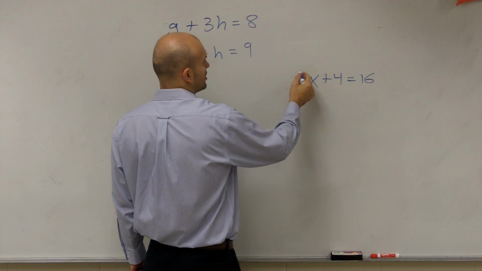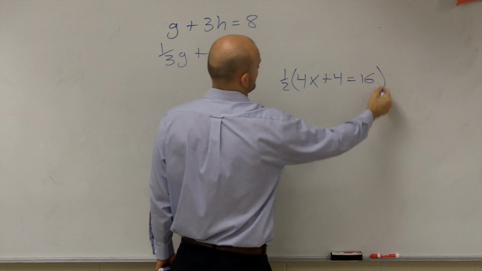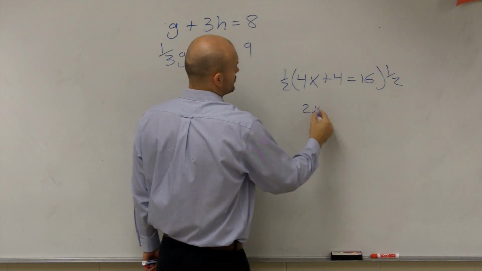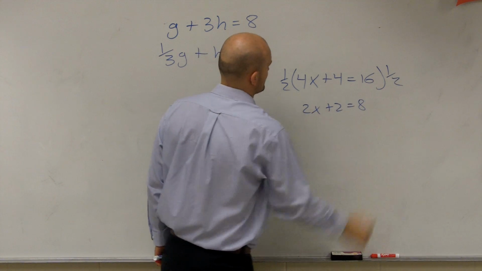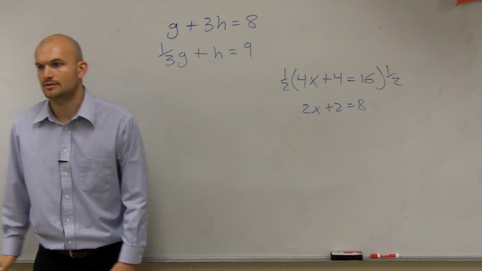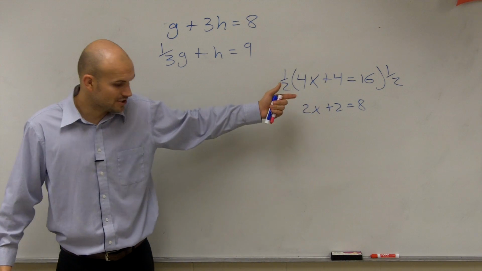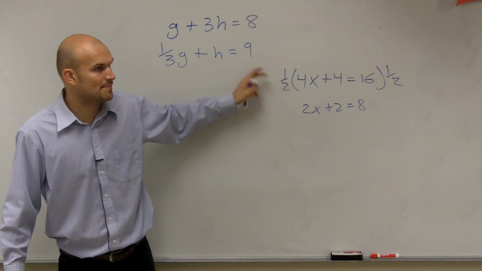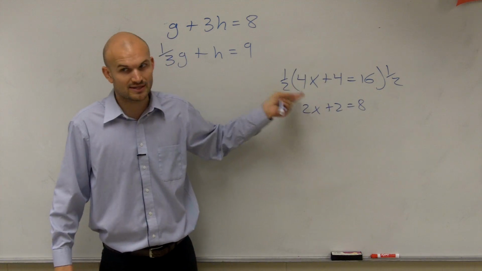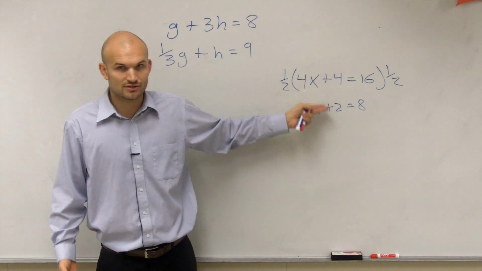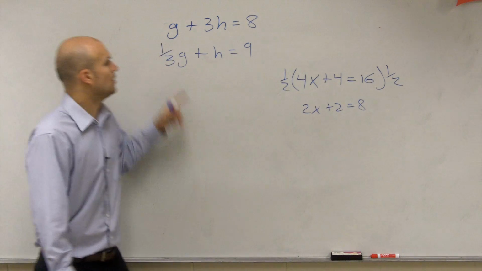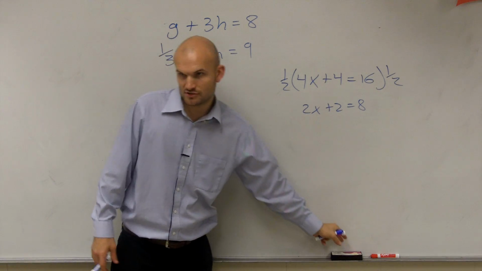Let's say I do multiply everything by 1/2. Then I get 2x plus 2 equals 8. What's my answer? 3. So it's the exact same, right? Do you guys notice, as long as I multiply my whole equation by a number, it doesn't matter what that number is, my equation is still the same? Yes. So how do I get rid of a fraction, first of all?